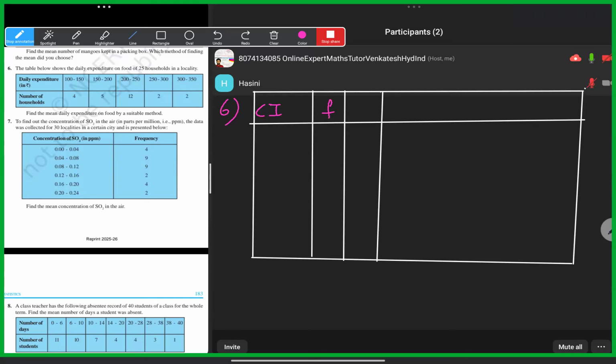So Hasni, the class intervals are 100 to 150, 150 to 200, 200 to 250, 250 to 300, and 300 to 350. Okay, Hasni.